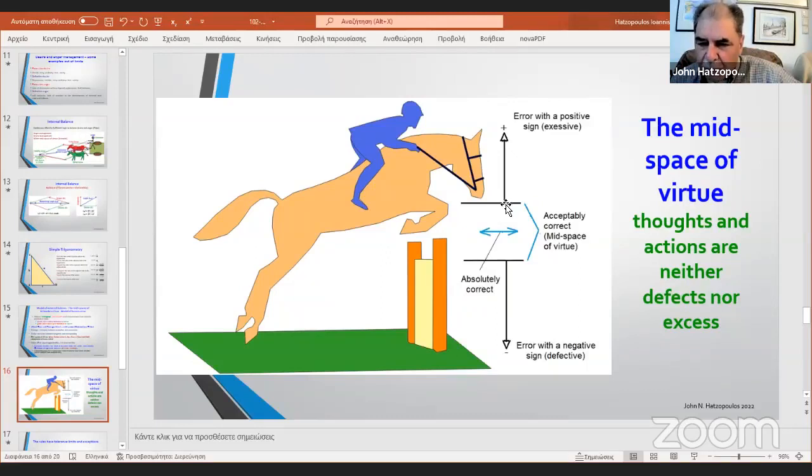Now, this is the upper limit. Out of this limit, we have excess, and we may call it, later, with the positive sign, over this limit. Down from this limit, we may call it defect, and we may call it error with the negative sign, because we are going to use these terms in the next lectures.